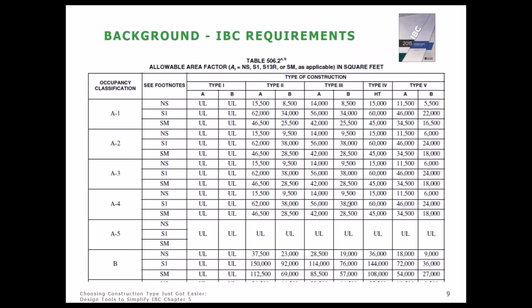Here's how it looks. Actually, in the code book, you can see in the full table, you've got types 1 and 2 construction over here, and 3, 4, and 5 over here, and you've seen this before.